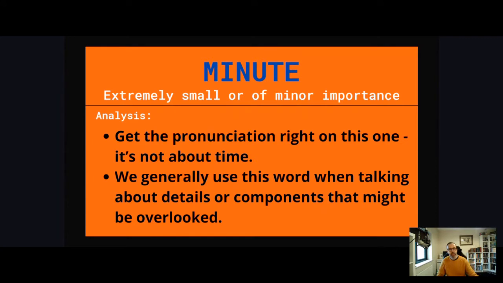The next word is minute. This is something that is extremely small or of minor importance. It's important to get the pronunciation right with this one. So it's not minute, it's not about time. We generally use this word, the word minute, when talking about details or components that might be otherwise overlooked.